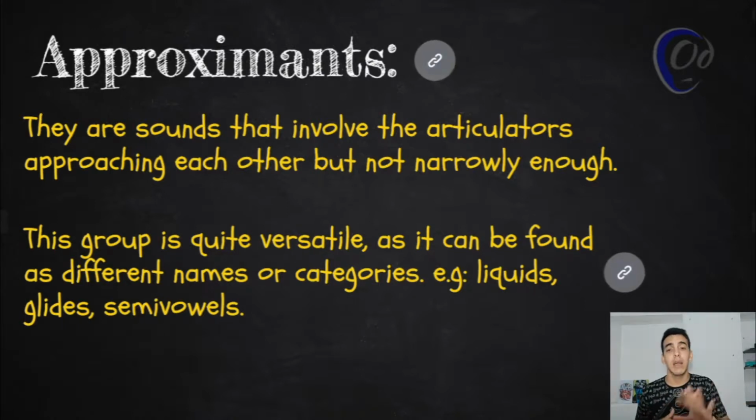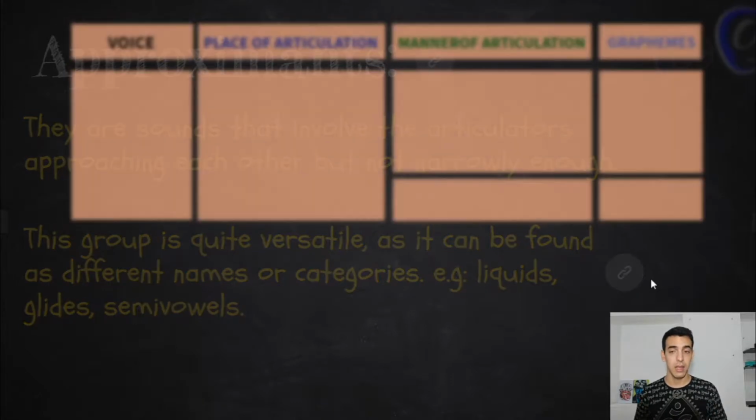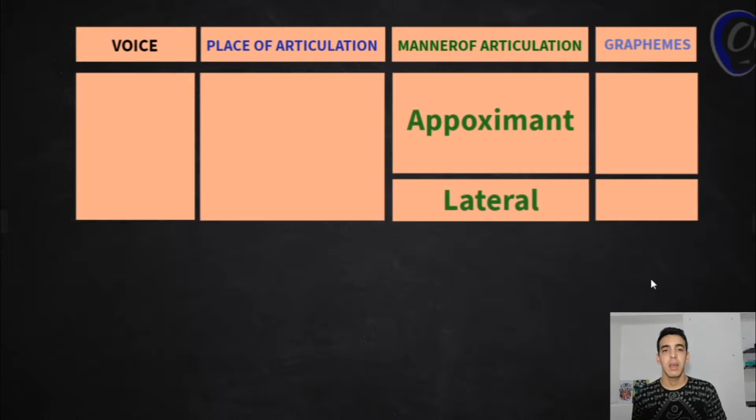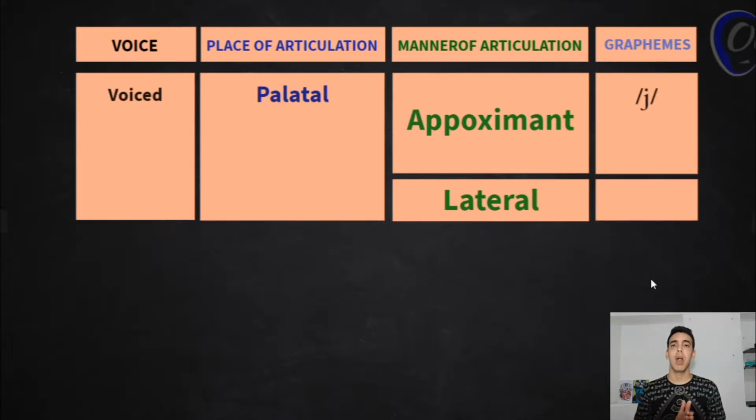Okay, this group is quite versatile, as I told you, as it can be found under different names or categories. For example, liquids, glides, and semivowels. Here you can check a link in order to read about this. Okay, so the approximant sounds. We will call approximant to three of them, and to one of them we will call it lateral sound. First we have this approximant, which is the palatal approximant. All of them are voiced.